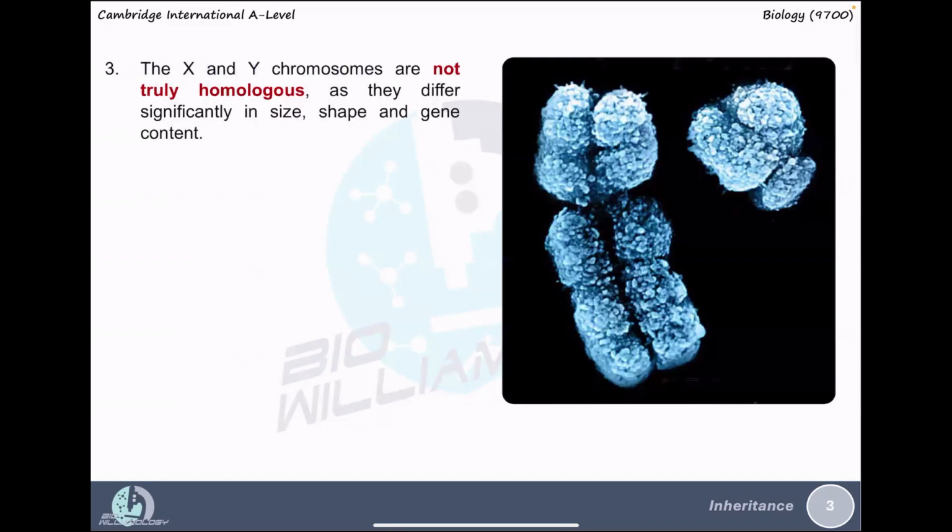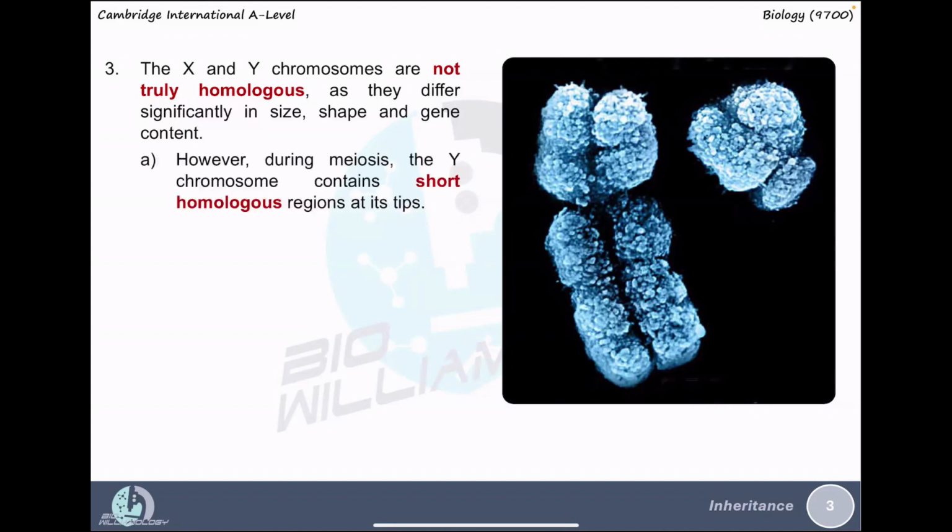Let us look at this diagram to show you the length of the X chromosome and the Y chromosome. On the left-hand side is the X chromosome, and on the right-hand side, the smaller one is the Y chromosome. The X and Y chromosomes are not truly homologous, as they differ significantly in their length, their shape, and their gene content. Basically, the Y chromosome is shorter and contains fewer active genes.